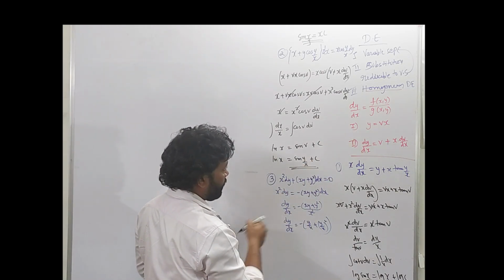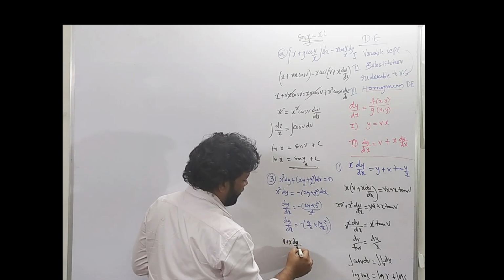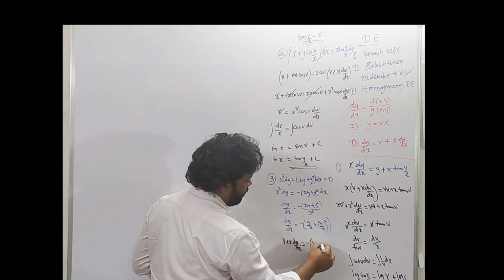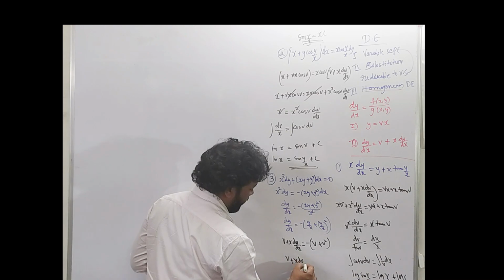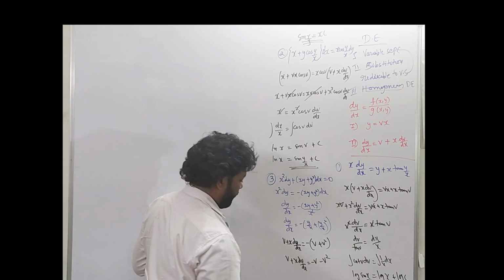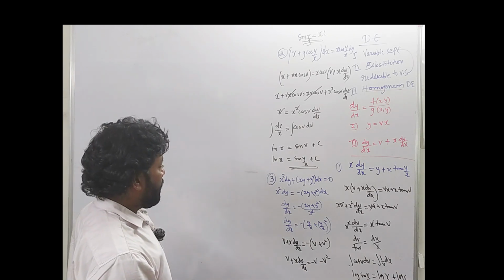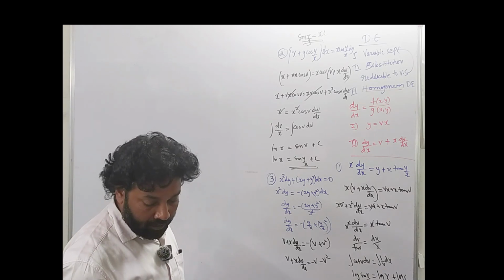This is step number 1 and 2. dy by dx will be v plus x dv by dx equal to minus v plus v square. So v plus x dv by dx, minus v square. So here we can see that the things don't get cancelled out.